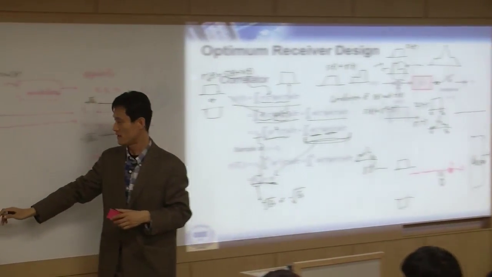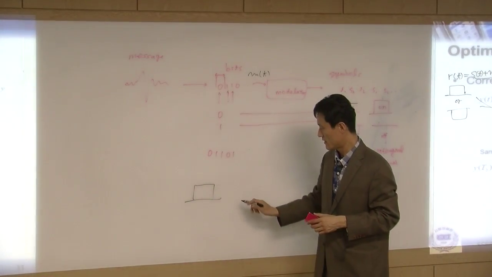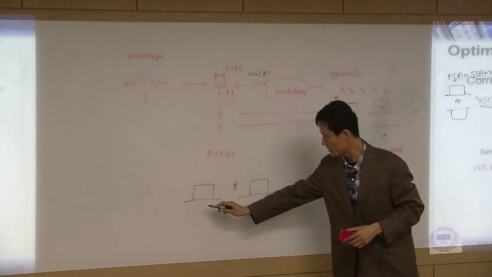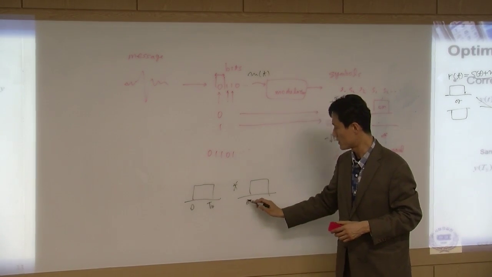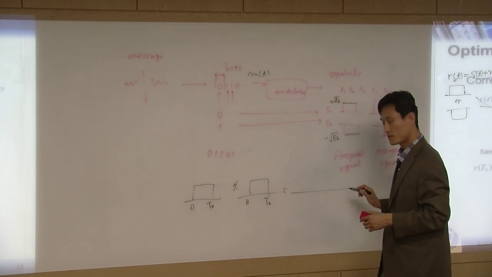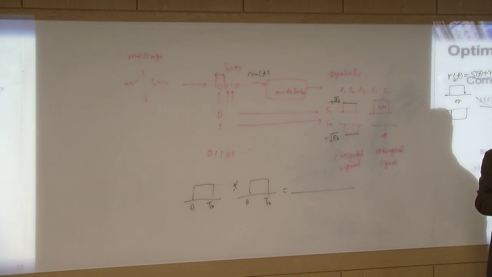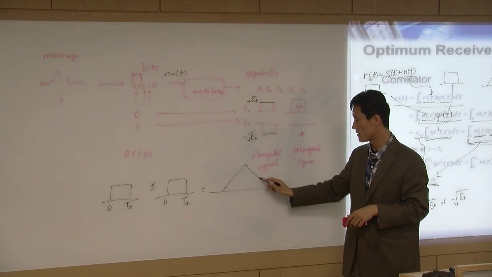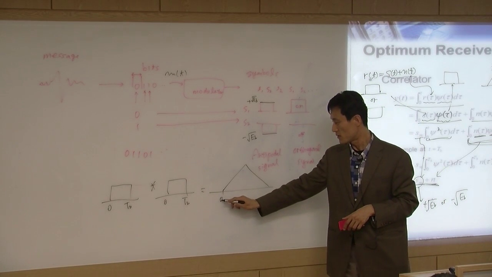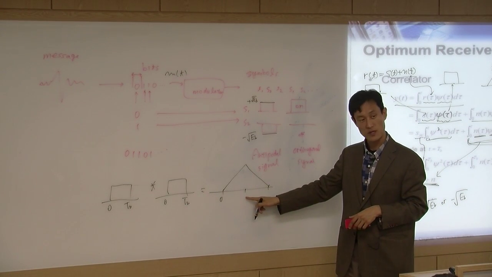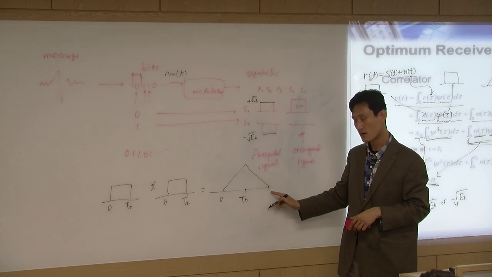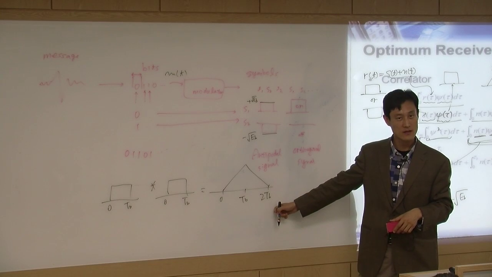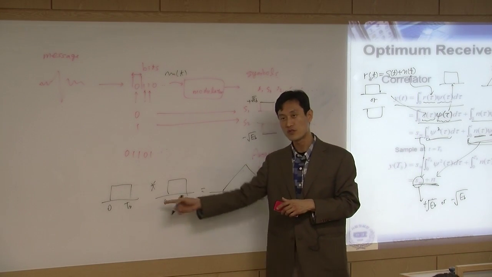Let's go back to the original, the basic. Let's say I want to do convolution of these two. And here is a 0, TB, 0, TB. What is the output? Let's take a convolution. What does it look like? You're going to get this. Here's a 0. Here's TB. Here, 2 TB. That's the output, right? This is the output of a convolution of these two.